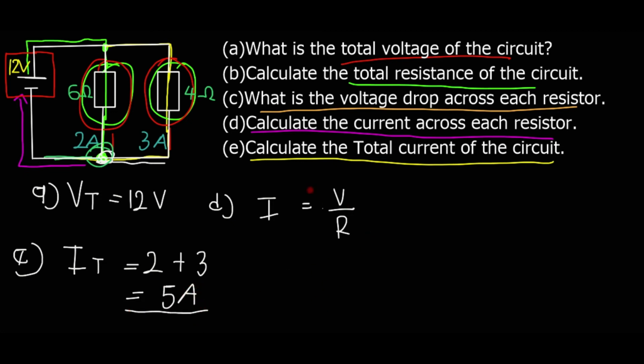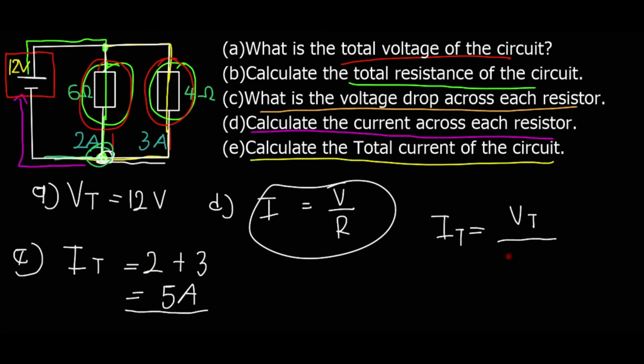And then if you prefer you can use this formula I is equals to V over R, but because we want I total you will use V total over R total. Our V total is 12 because the voltage is the same, so you will have 12 divided by R total, and then R total we found is 2.4. Therefore 12 divided by 2.4 will give 5, so it's the same thing. It's all up to you which formula to use.